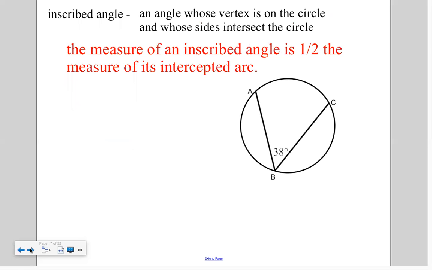The measure of an inscribed angle is half the measure of its intercepted arc. Right? So this angle, angle ABC, intercepts the circle at points A and C, giving us arc AC. This angle is always half the measure of the arc's angle. So arc AC is going to equal 76 degrees if angle ABC equals 38.